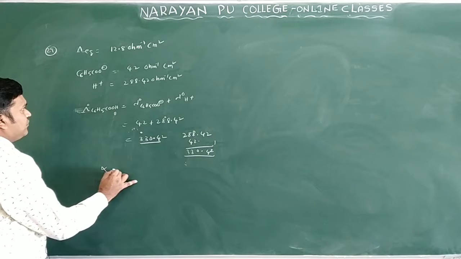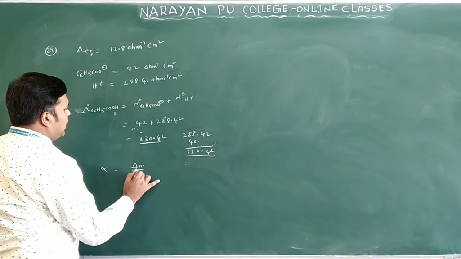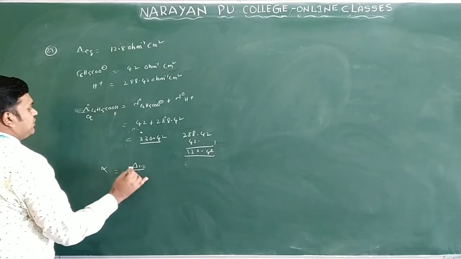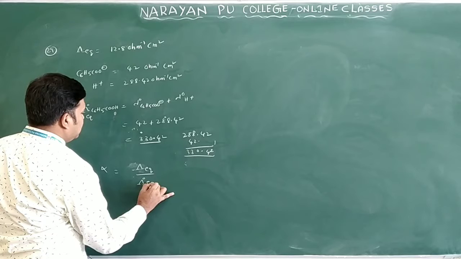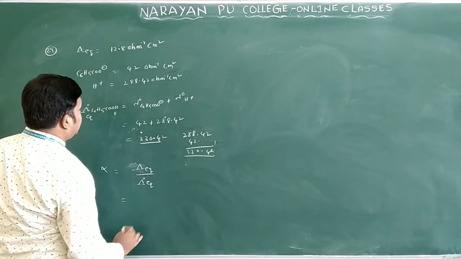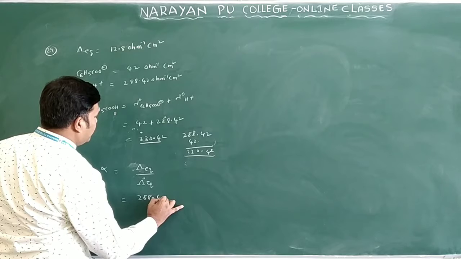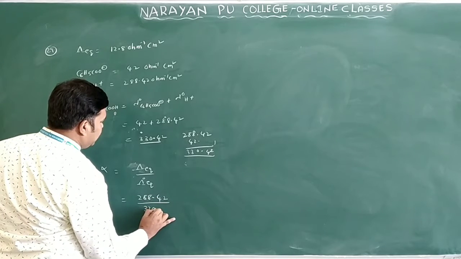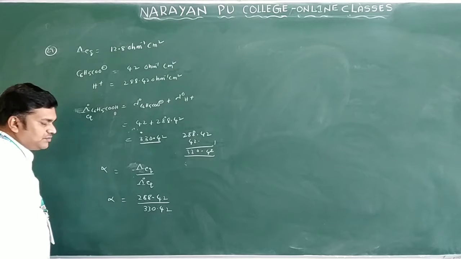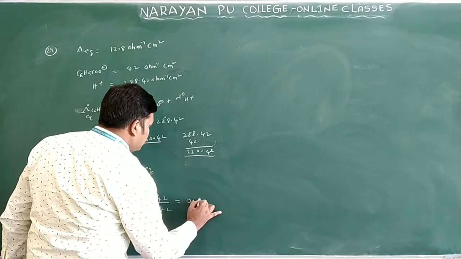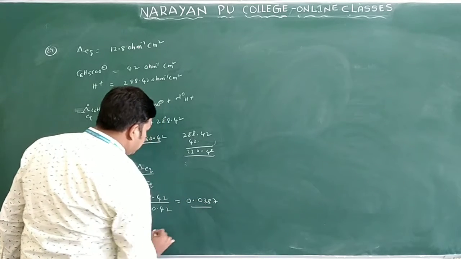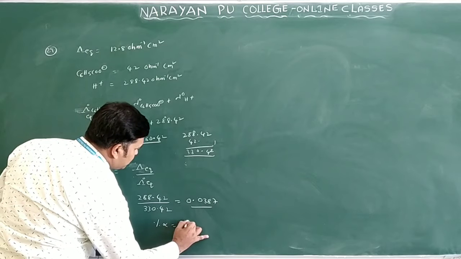What is alpha? Alpha is equal to, you know the formula. Molar or equivalent conductivity, I can write equivalent conductivity by limiting equivalent conductivity. What is the equivalent conductivity we have? This is 12.8 by 330.42. This is alpha. So you will substitute the values. Then how much will you get here? 0.0387. 0.0387 you will get.